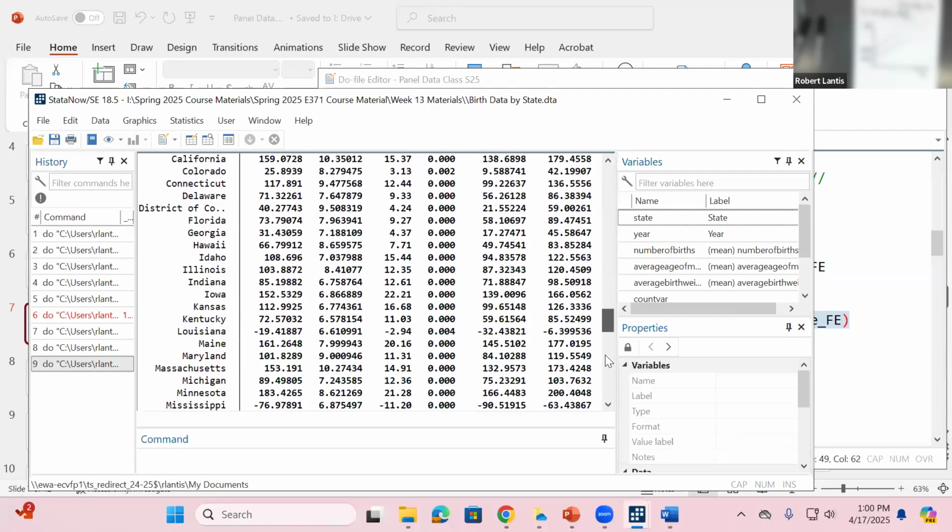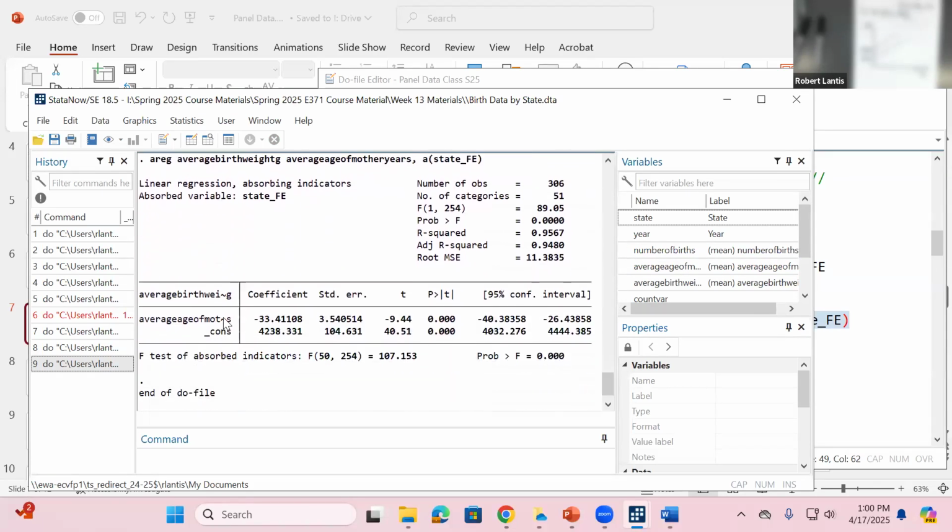But now, what's my interpretation of these results? Every time the average age of the mother goes up by 1 year, the average birth weight goes down by 33 grams. And what do I get to add in at the end? Holding all else constant. What am I holding constant here? What state they were in, right? So that's a lot more powerful of a statement. I've eliminated a lot of omitted variable bias. It's going to come from these time invariant factors specific to each state.